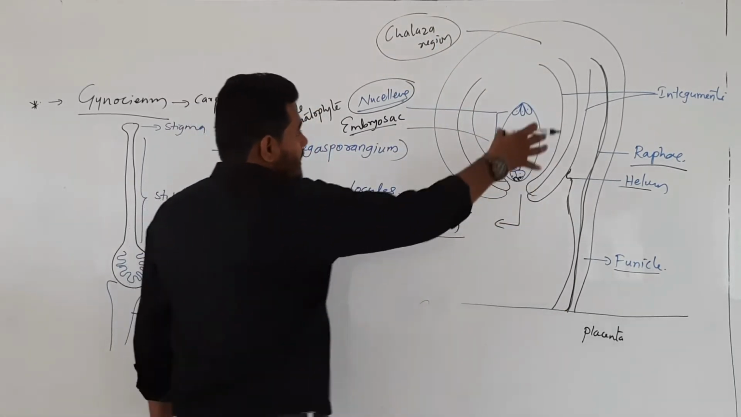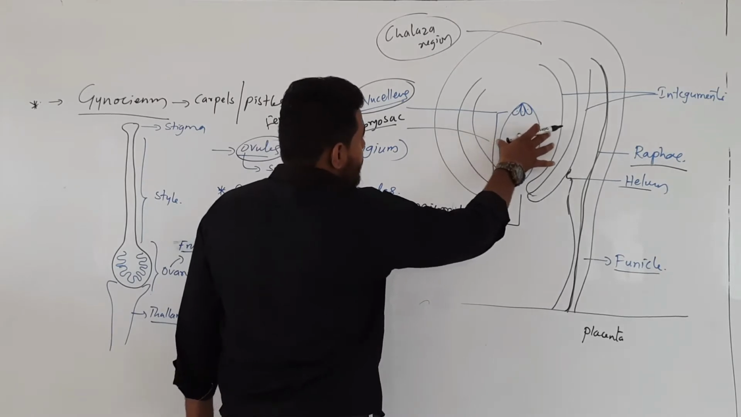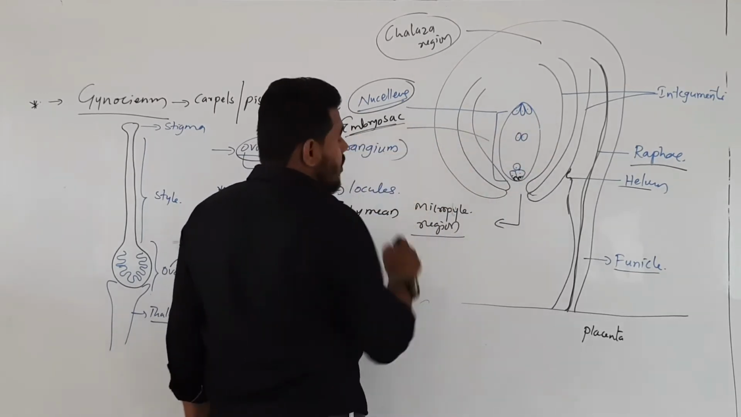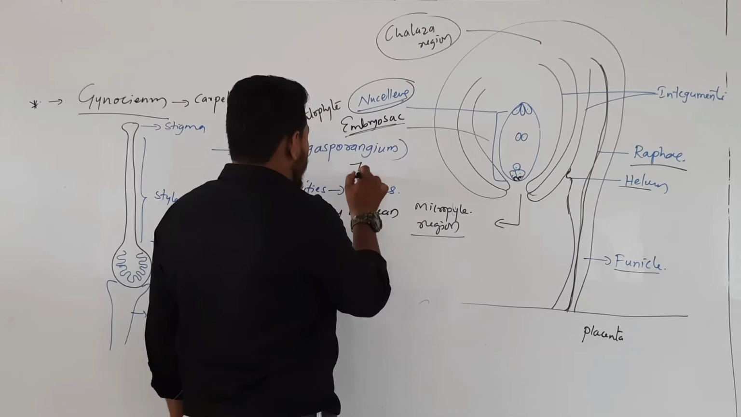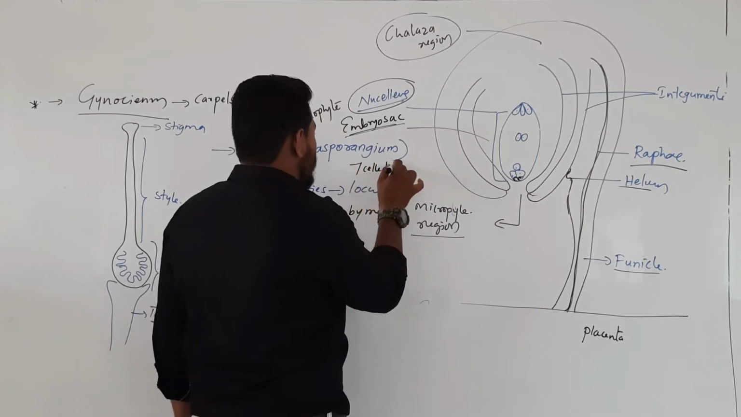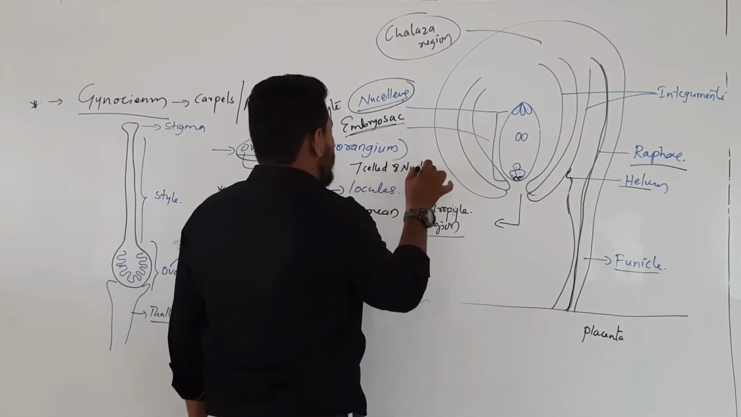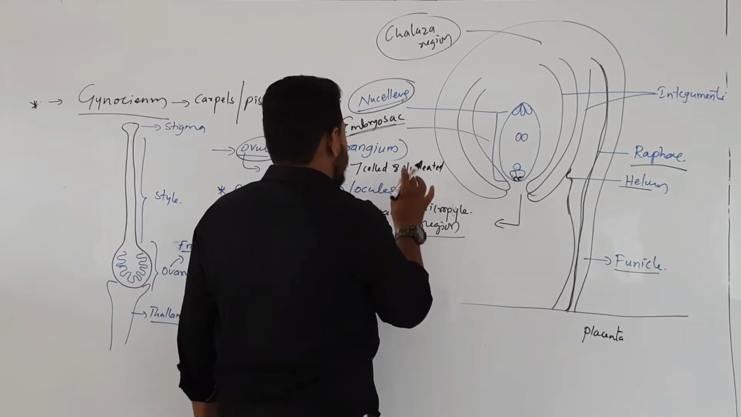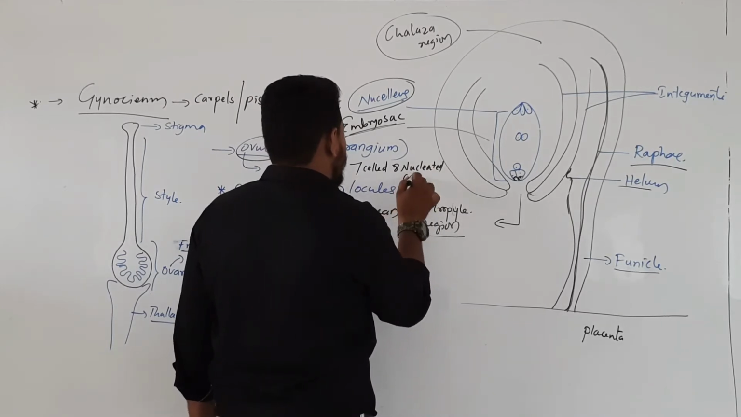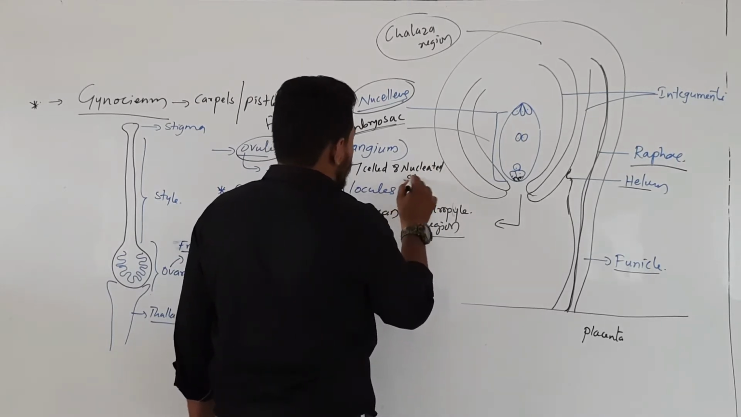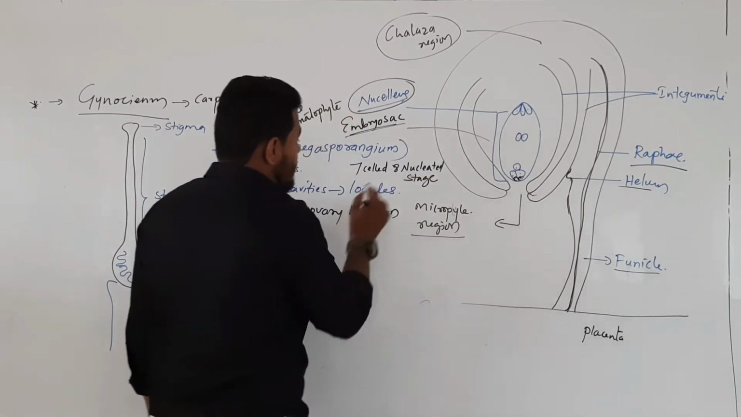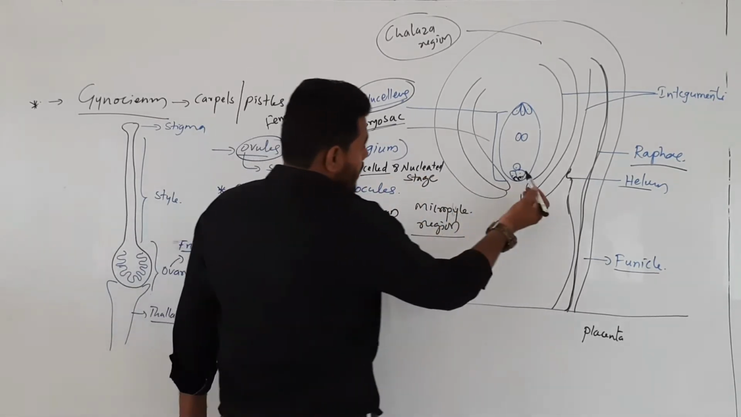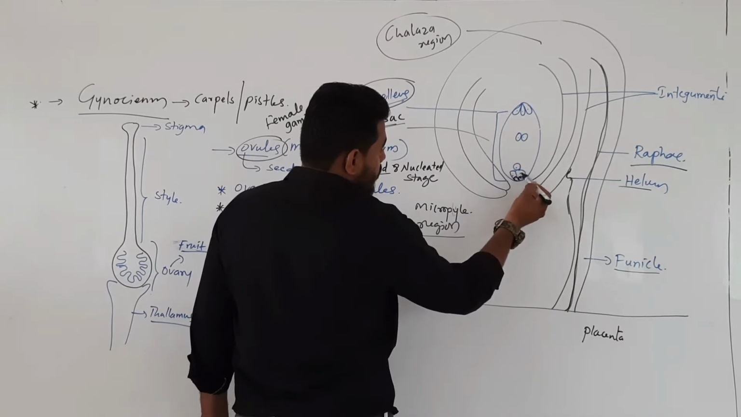Okay, next in the micropyle region you will observe the most important structure, called embryo sac. It is also called the 7-celled, 8-nucleated stage. Because it contains 7 cells: 1, 2, both are synergid cells. This is egg.